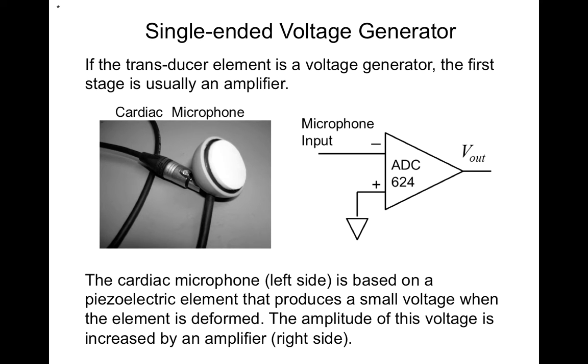Another example of a single-ended sensor is the cardiac microphone. Basically, the cardiac microphone has a little piezoelectric element that produces a small voltage when it's deformed. So the amplitude of this voltage is increased by an amplifier, and that would just be a single input kind of amplifier. In this course, we will not get into amplifier design. In the biomedical instrumentation course, that's a big part of that course, which is based on the different kinds of sensors. How do you design the circuits that support that?